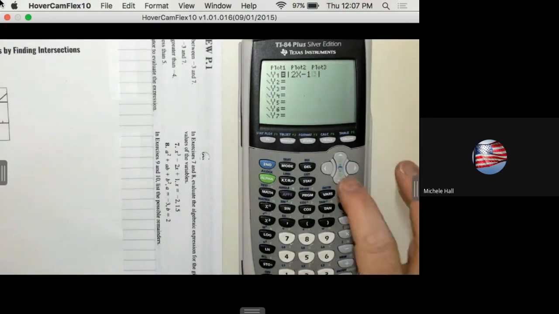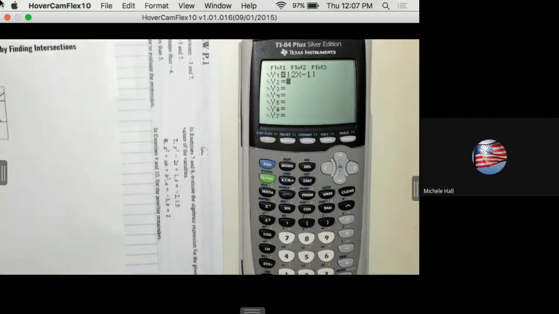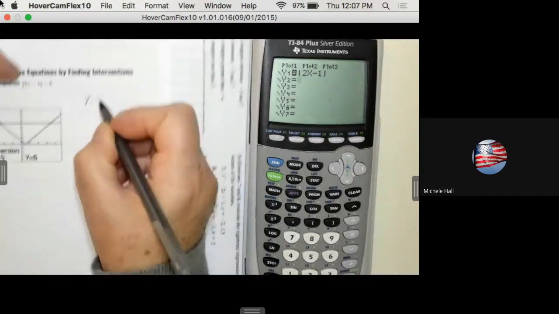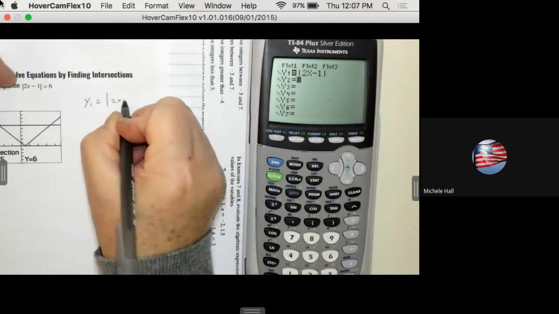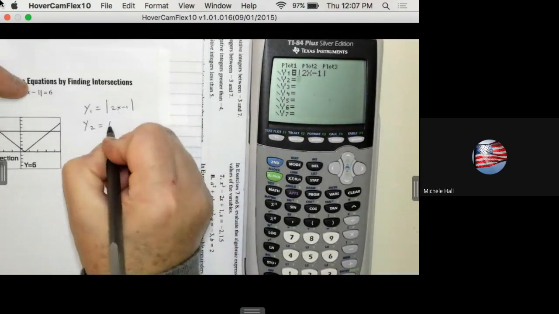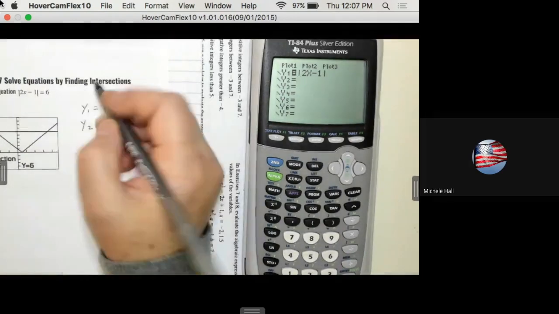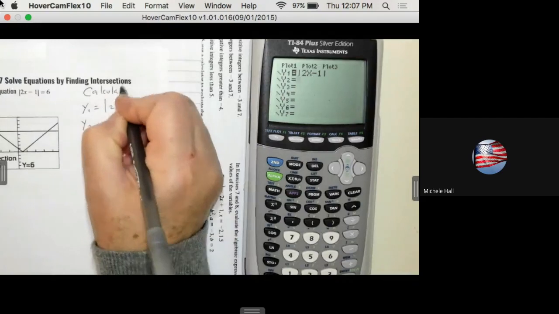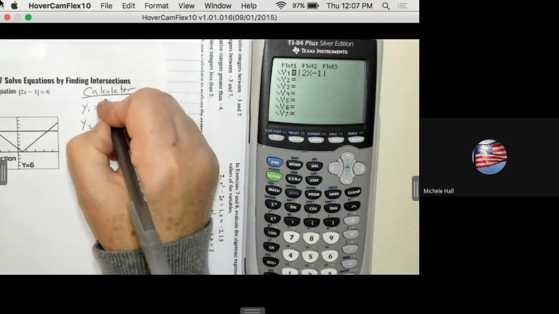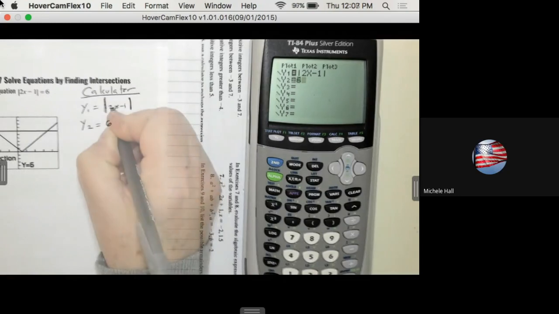I'm going to arrow down to get out to the next line, y2. So what we did was we did y1 equals the absolute value of 2x minus 1. And then y2 equals 6. We're graphing them separately. The equation, we're breaking it up into two different equations. This is the calculator. We broke that equation up into two separate equations, the absolute value and a horizontal line 6.